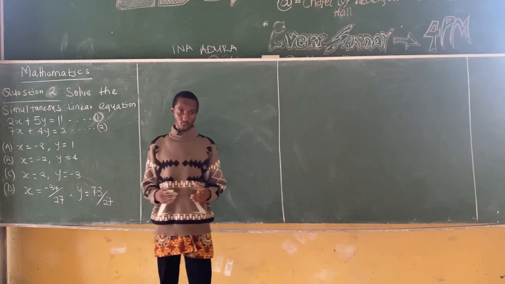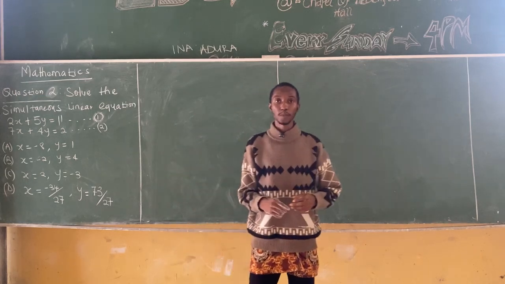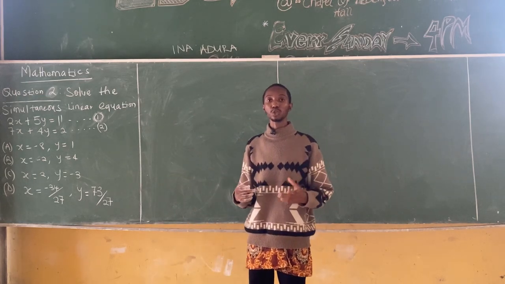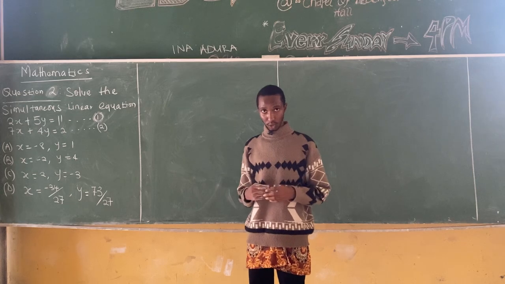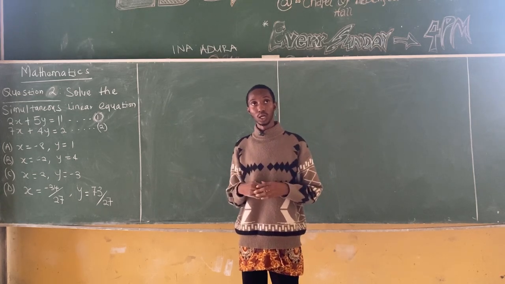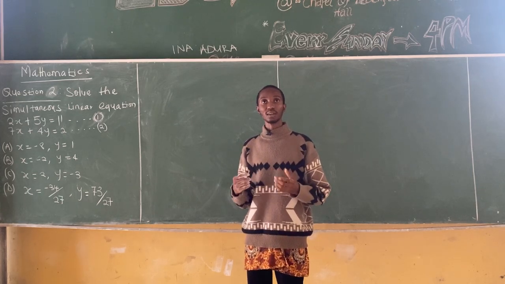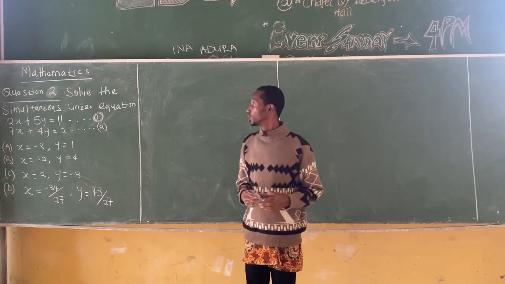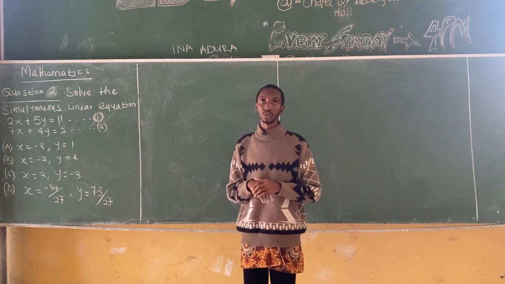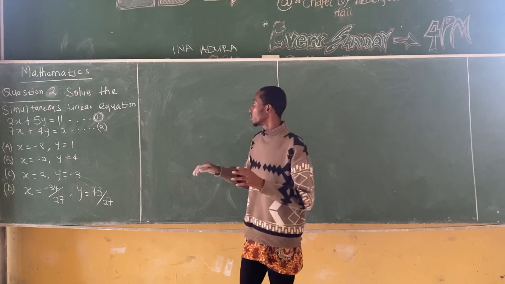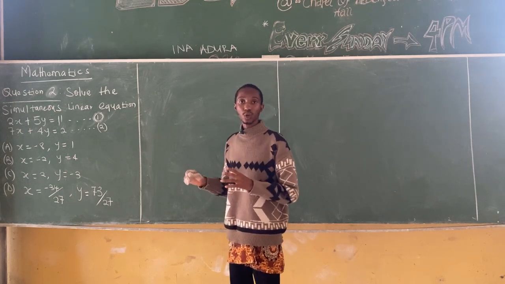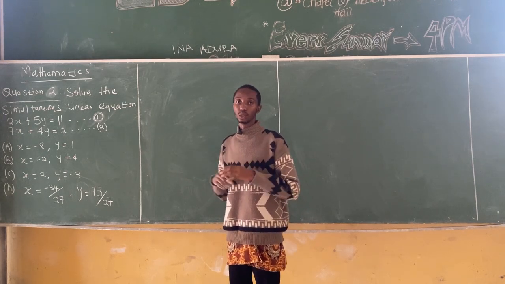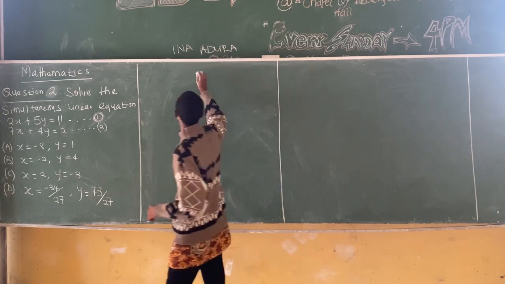They have different methods of solving simultaneous equation. The first method is called the substitution method. The second method is called the elimination method. And the third method is called the graphical method. These are the three methods of solving simultaneous linear equations. So for this question, we're going to solve this question using the elimination method. So solution.